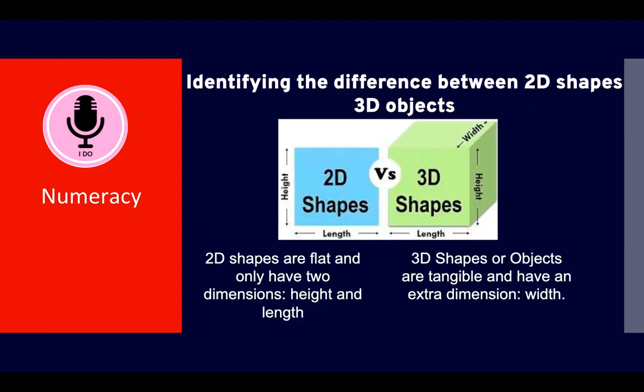Identifying the difference between 2D shapes and 3D objects. 2D shapes are flat and only have two dimensions, height and length. I wonder what 2D shapes you can see around your room at the moment.